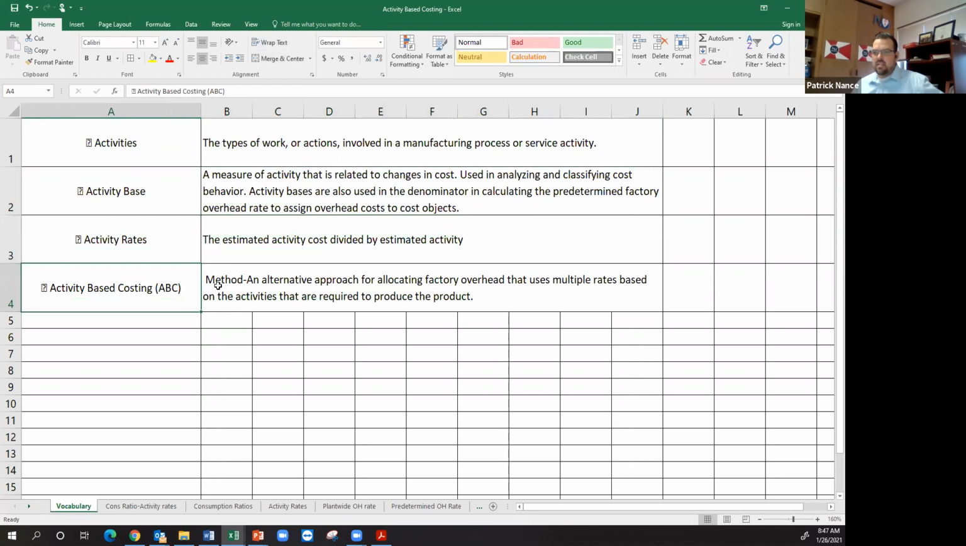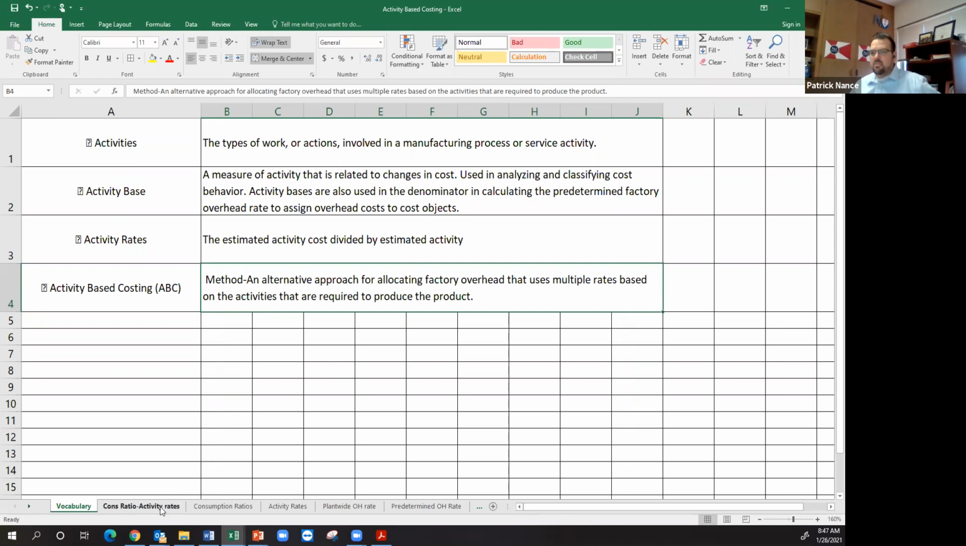And then activity-based costing is this alternative approach we're going to learn about in this chapter for allocating factory overhead that uses multiple rates based on the activities that are required to produce that product. So rather than just taking one large number, dividing it by one single activity base, we're going to individually separate out those activities and divide by the given total amount of that activity to more accurately allocate those costs.